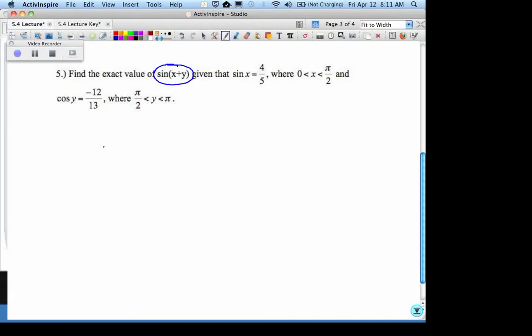We are supposed to do a sine where we're adding x plus y. So that is the sine of x times the cosine of y plus the cosine of x times the sine of y. So that's the formula we're supposed to be simplifying. But I don't know what x and y are right now, so let's take a look at what they're telling us.